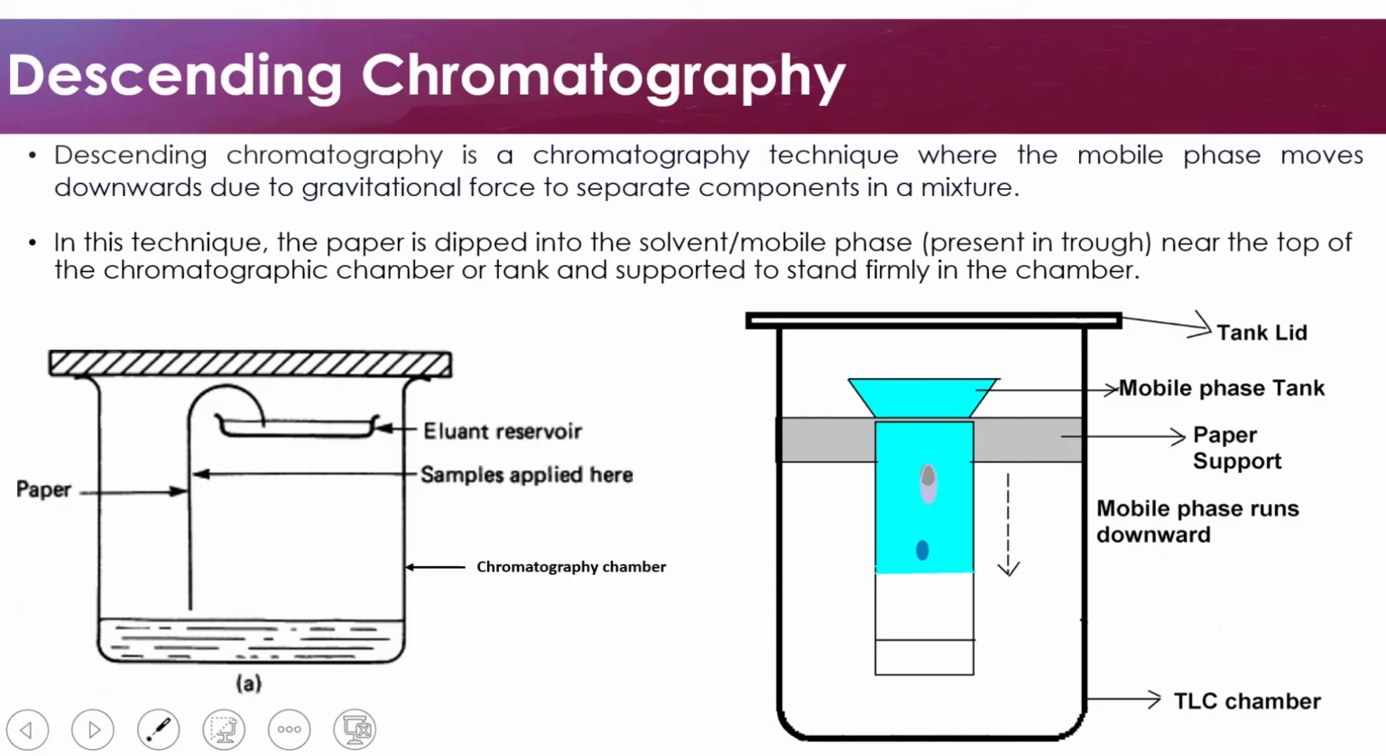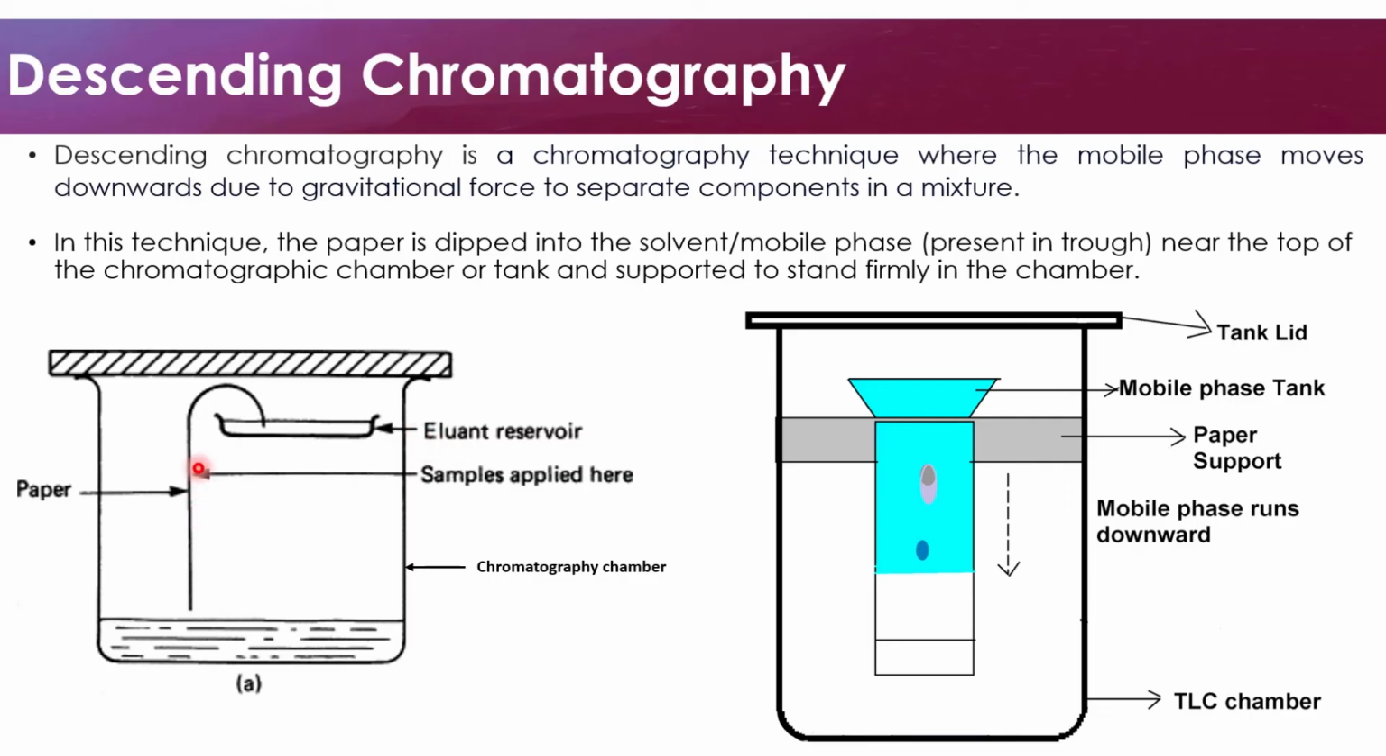Descending chromatography is a chromatographic technique where the mobile phase moves downwards due to gravitational force to separate components in a mixture. In this technique, the paper is dipped into the solvent, or the mobile phase, which is present in a trough or a tank near the top of the chromatographic chamber and supported to stand firmly in the chamber. If you look at the first diagram or setup over here, this is the chromatographic chamber, this is the stationary phase, and this is the tank containing our mobile phase.